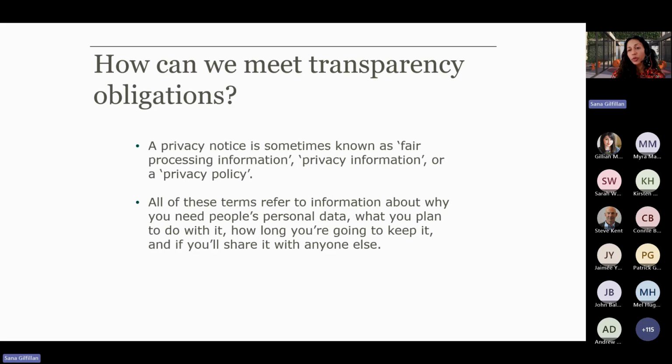All of these terms refer to the information about why you need people's personal data, what you plan to do with it, how long you're going to hold on to it, and if you'll pass it on to anybody else. So it's important that you are explaining what you're doing and that it's easy for your audience to understand, so that there's no confusion and the expectation is there from the onset.